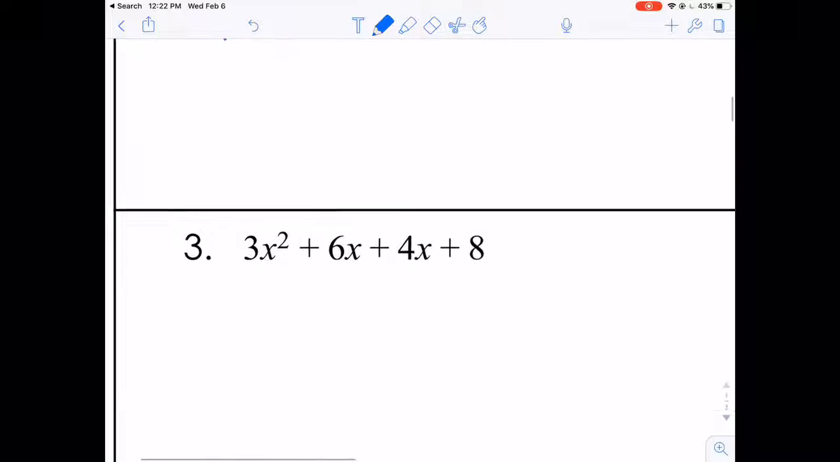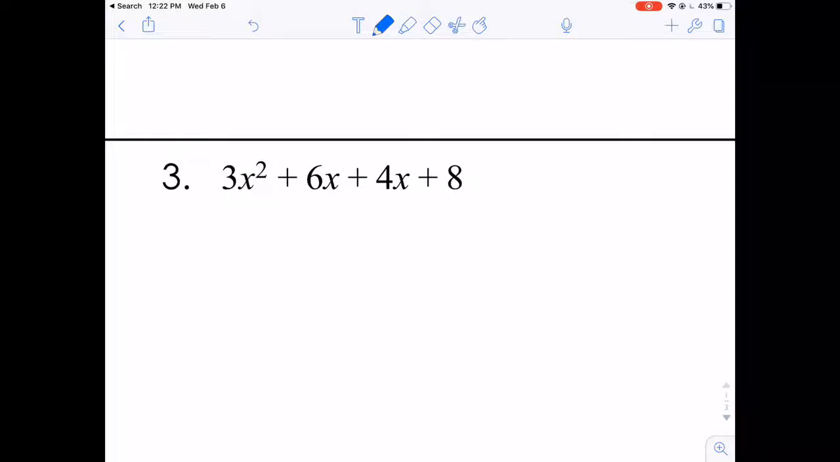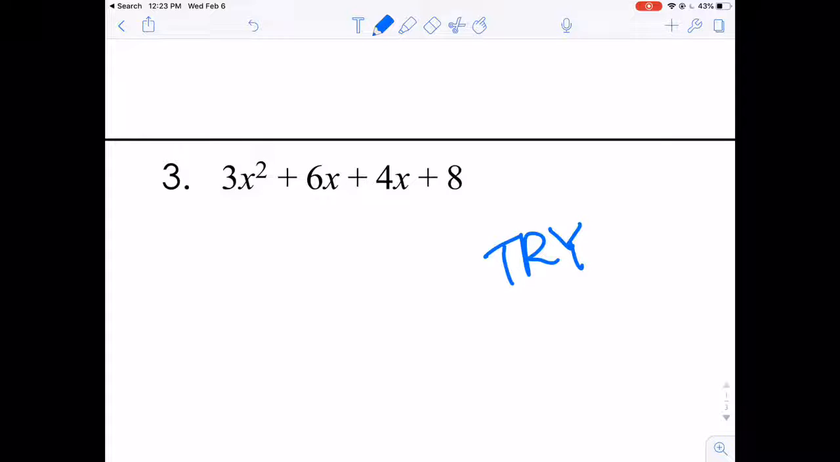When I'm looking at number 3, the same thing. Why don't you guys go ahead and try this one on your own. Let me know if you have any questions. So if you're not listening, try this.